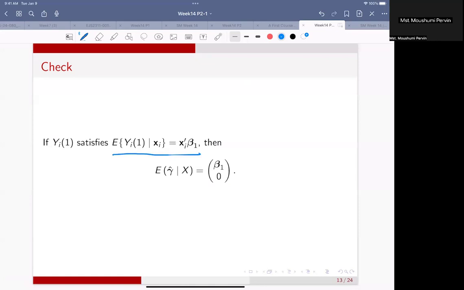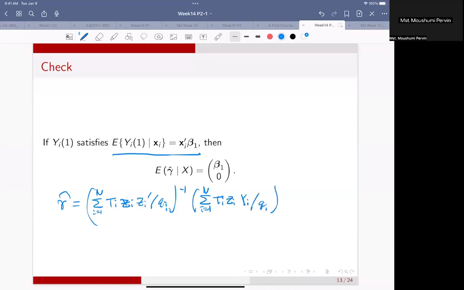So the expectation is, okay, what is the gamma hat? Gamma hat is the inverse of the sum of Ci prime Qi, times the sum of Ti Ci Yi Qi, right? So that is the definition of gamma hat.